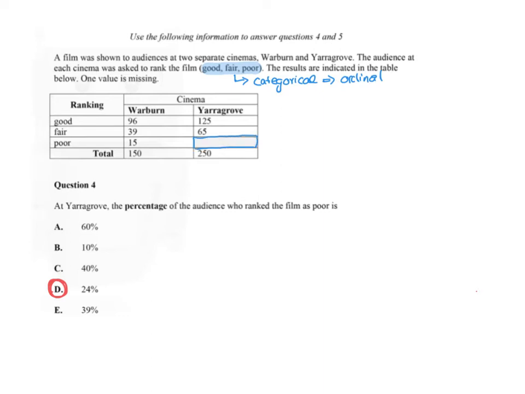Okay, so at Yarra Grove, the percentage of audience. Now when you're looking through your questions and your exams, whenever they say the percentage, I want you to write down what percentage is, like what I said before. It's the amount over the total, times 100. Then you'll start to see in the question: the percentage of audience who ranked the film poor.